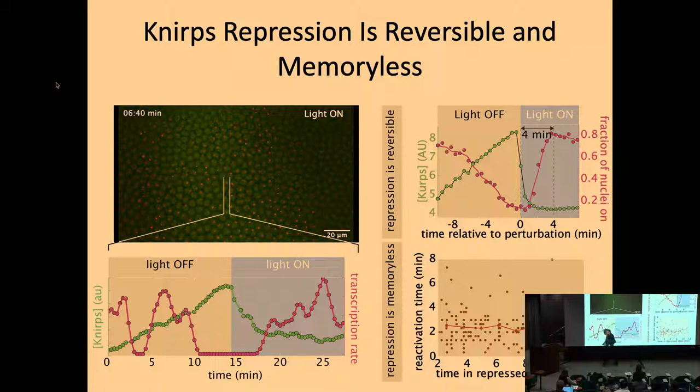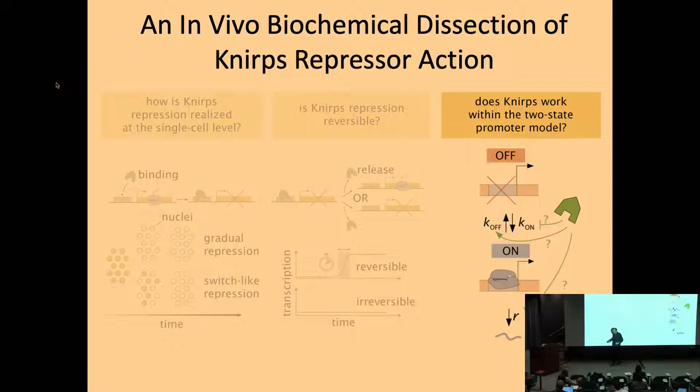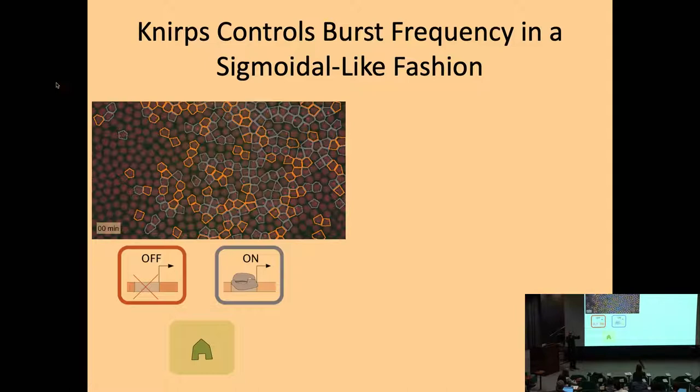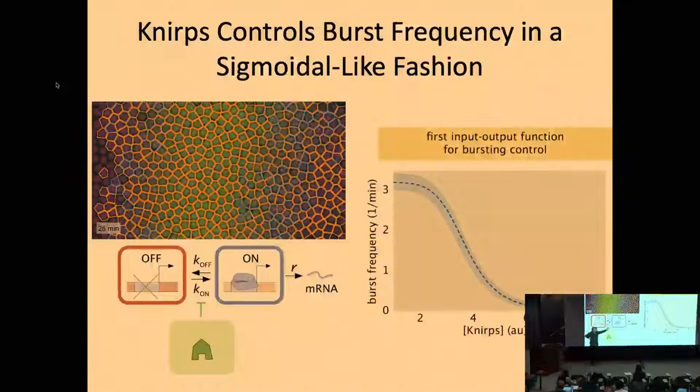And the last question, so you know, reversible and memoryless, this feels a lot like we're dealing with this bursting model. So what is KNURPS acting through in the bursting model? And what we can do is combine our inference of the promoter state, whether it's in the on or off state, with a simultaneous measurement of KNURPS. And what these measurements reveal, after some analysis, is that what KNURPS is controlling is, once again, the burst frequency, consistent with what we saw before.